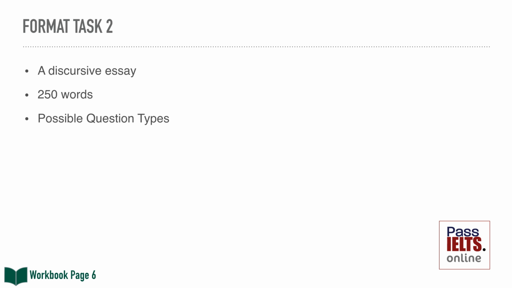Now let's look at the format for task 2. It is, as we said, a discursive essay, so an essay with discussion. It has to be a minimum of 250 words, although we don't recommend you write more than 300. There are 3 possible question types which you need to be aware of, as your answers will vary according to the type of question and how many parts there are to the question. In all question types, you need to give arguments and support them from your own ideas.